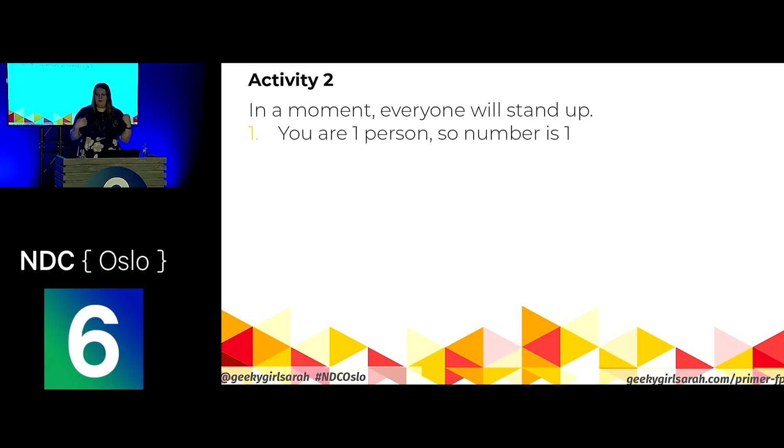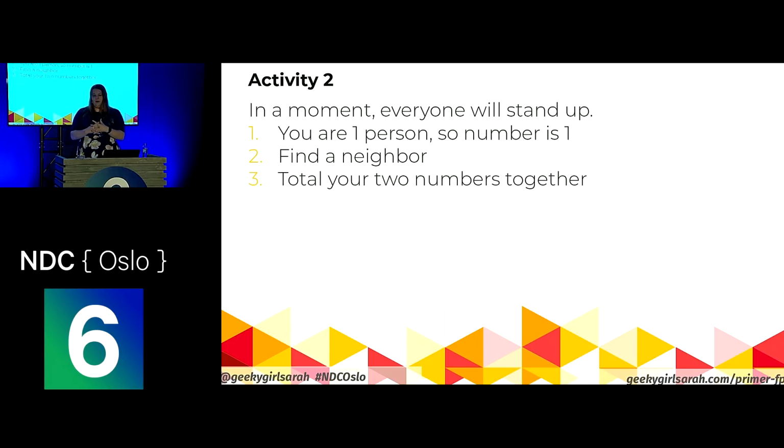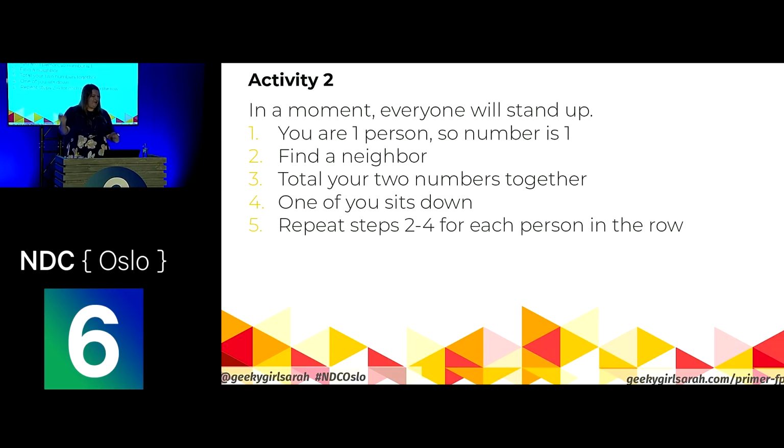So you are one person on your own. So your internal total is going to be 1. You're going to find a neighbor, and then you're going to add up your 2 numbers. So whatever your number is plus their number. One of you will sit down. I'll let you decide who wants to do that. And then we're going to repeat. So whoever stays standing up is going to find another neighbor and add your 2 numbers together. And then one of you will sit down.